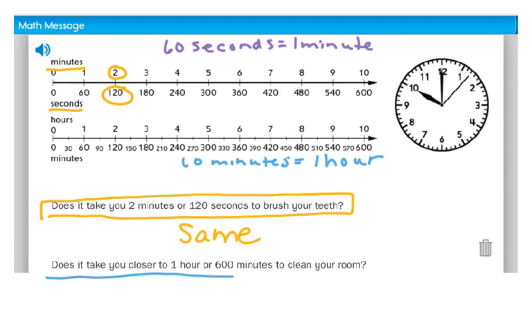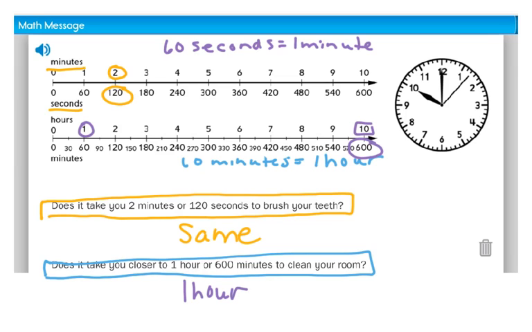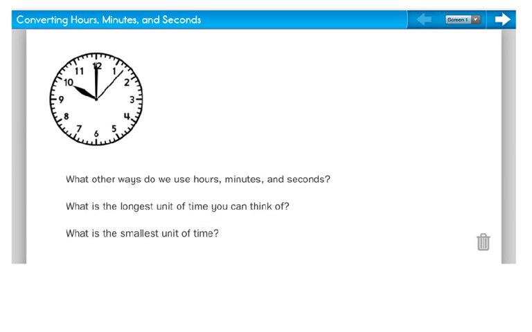Does it take you closer to 1 hour or 600 minutes to clean your room? Well, here is 1 hour and here is 600 minutes, which would be the same thing as 10 hours. Even the messiest room, I don't think would take 10 hours. So it would be closer to probably 1 hour, maybe a little bit longer.